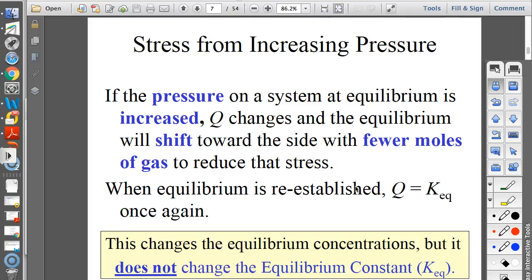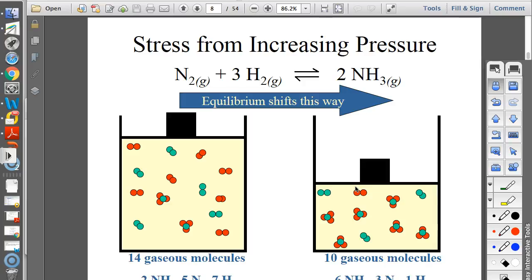So if we're talking about gases, if pressure on a system at equilibrium is increased, so gas pressure, right? That's what we're talking about with gases. The equilibrium will shift toward the side with fewer moles of gas. So let's take a look at that.